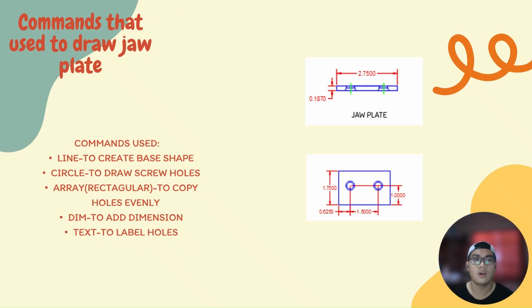Next, we're going to draw a jaw plate. The commands that we use to draw this jaw plate: we use line to create the base shape. Next, we use circle to draw the screw holes. Third, we use array rectangular to copy holes evenly. Then we add dimension and text to label the holes.